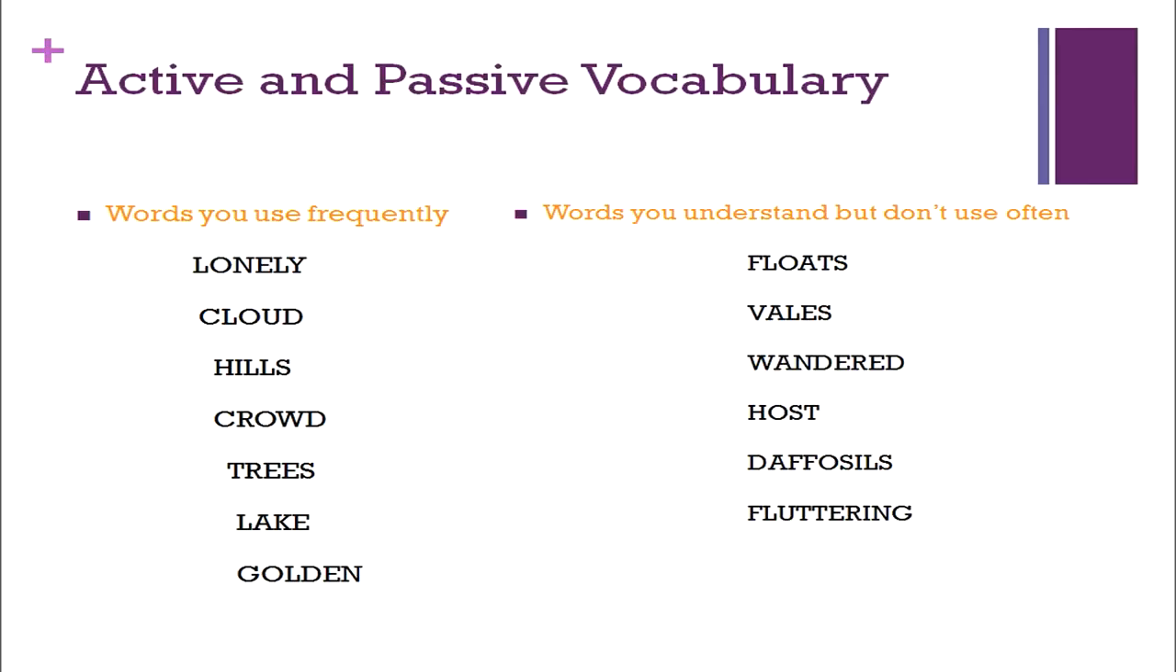Now, active and passive vocabulary. After reading this poem, we have been able to identify our active and passive vocabulary. Words that we use frequently are lonely, cloud, hills, crowd, trees, lake, golden, isn't it? And when you come across words that you understand but you don't use so often, these words are floats, vales, wandered, host, daffodils, fluttering. So, you understand the meaning of these words, but you don't use them very often. So, this becomes your passive vocabulary.